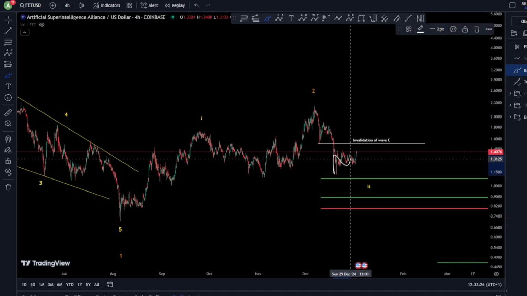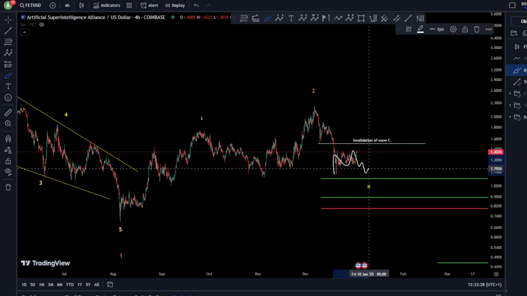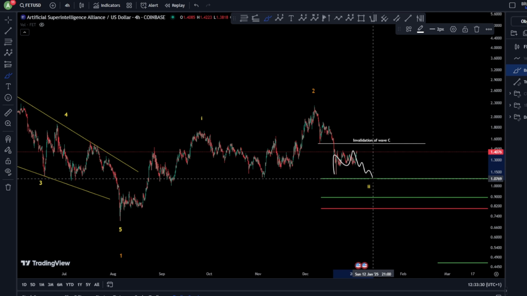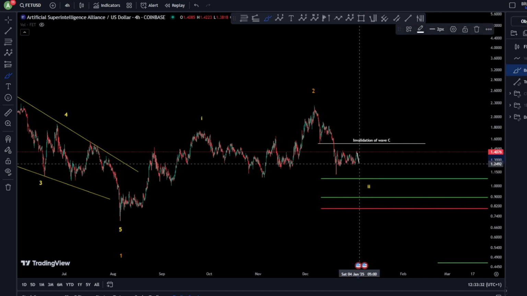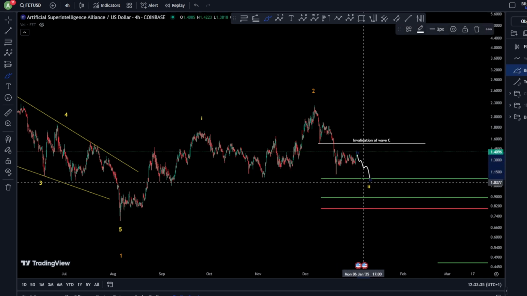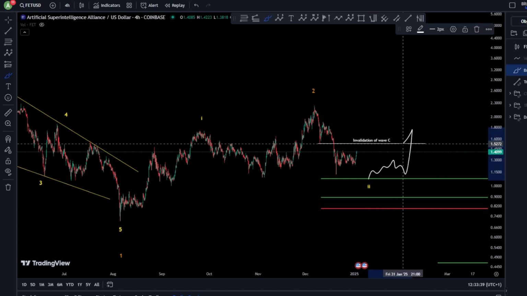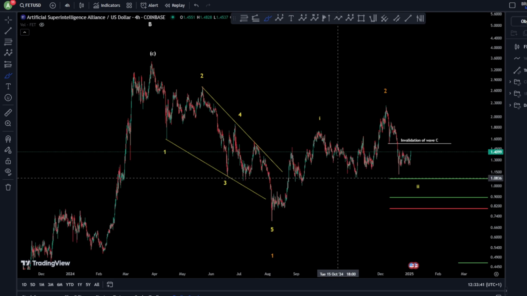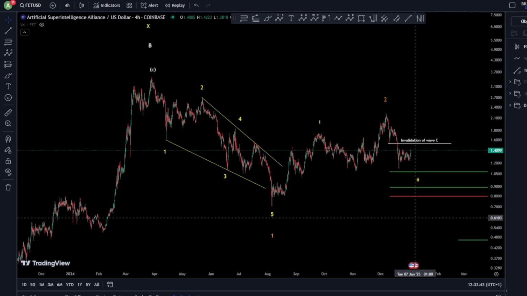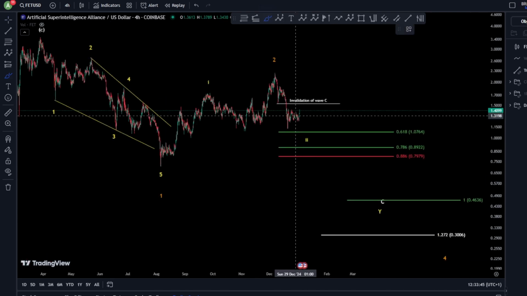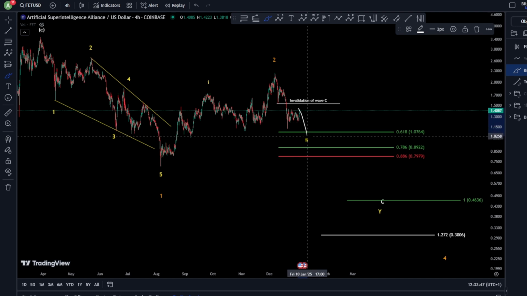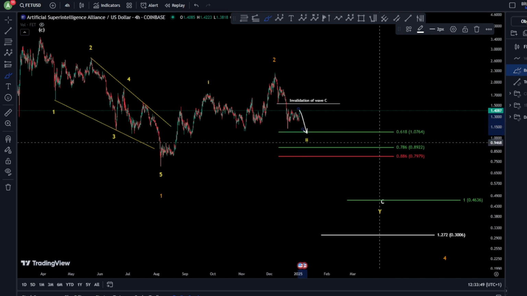And I think that this might be an ABC, and then 1 2 3 4 5 ending diagonal or impulse, whatever it can end as. This wave C would be nicer. And then of course start to look for 5 waves toward the upside and continuation for the bullish scenario. Now your bearish scenario is in case you have reversed and moved toward the downside.